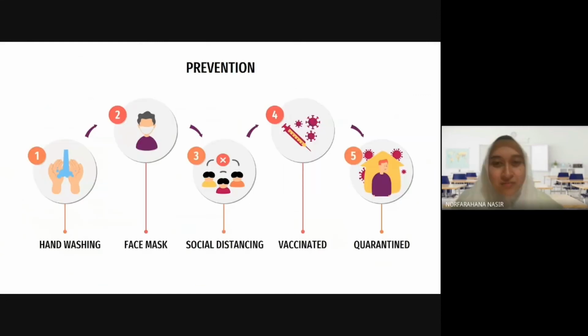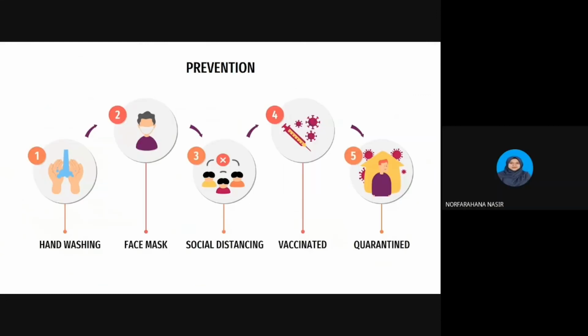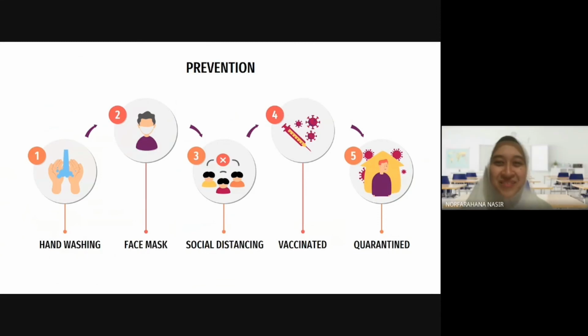Moving to prevention, there are several measures that can be followed in order to stop the transmission of the virus. Firstly, always make sure that your hands are clean by washing with water or using hand sanitizer. Next, wear a face mask if you are going outside or gathering in a public place. Other than that, avoid crowded places and keep your distance from others. Furthermore, registering for vaccination can also prevent the virus from spreading. Lastly, please quarantine yourself if you are contagious and get further treatment from the health administrators. That's all from us. Thank you.